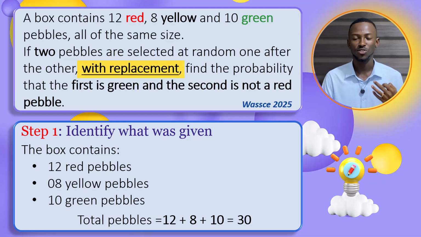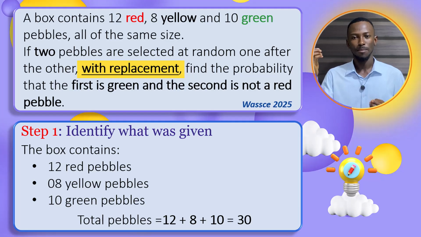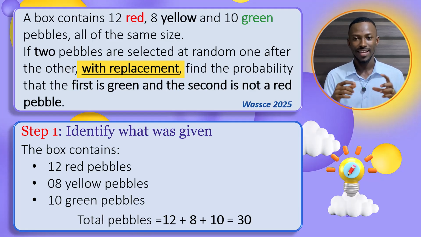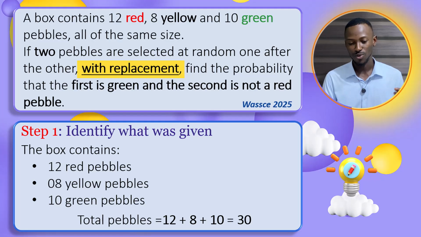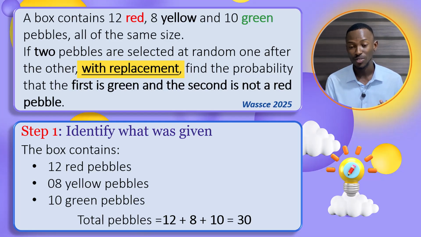In the question, it continues by saying that if 2 pebbles are selected at random one after the other with replacement. So out of the 30 pebbles, you select 2 pebbles at random but with replacement. This line, that with replacement, highlighted in yellow, means that the probability or the chances for selection of each of them is independent. Why? When you select the first pebble, you put it back into the box. So that's what it means.